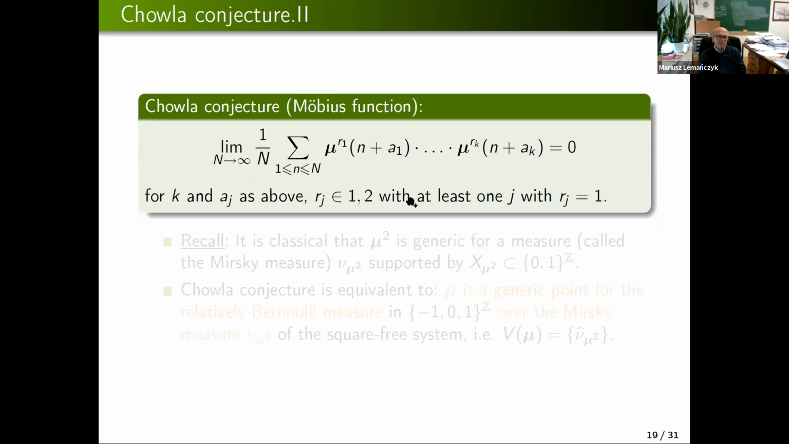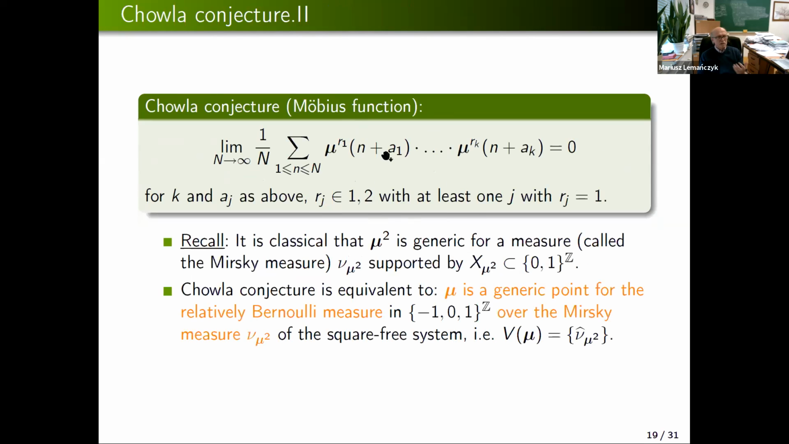If we come back to, as I previously defined, the Chowla conjecture for the Mobius function, so we see this expression. Of course, here there are difficulties because there are these three values, -1, 0, 1, and I have to do something with these zeros. In fact, you have to see that this is also about being a generic point, but for a special measure. So first of all, I have to capture the role of zeros, and to capture the role of zeros is just to look at the characteristic function of the square free numbers, so the mu square.